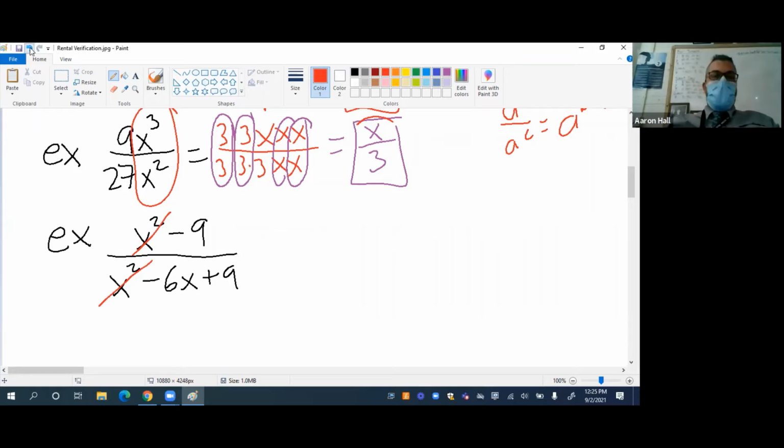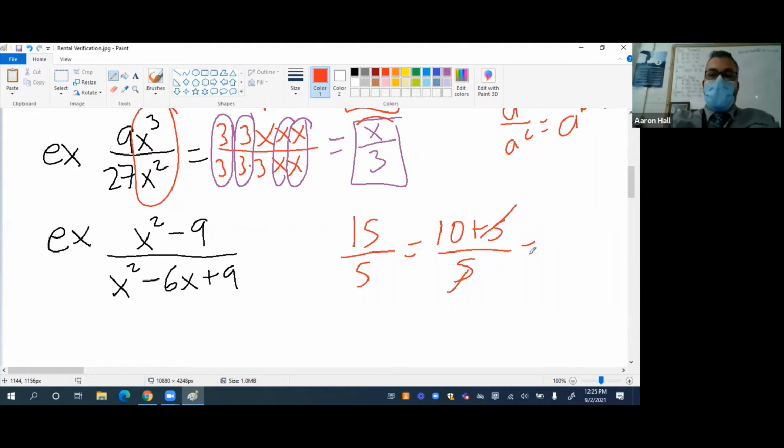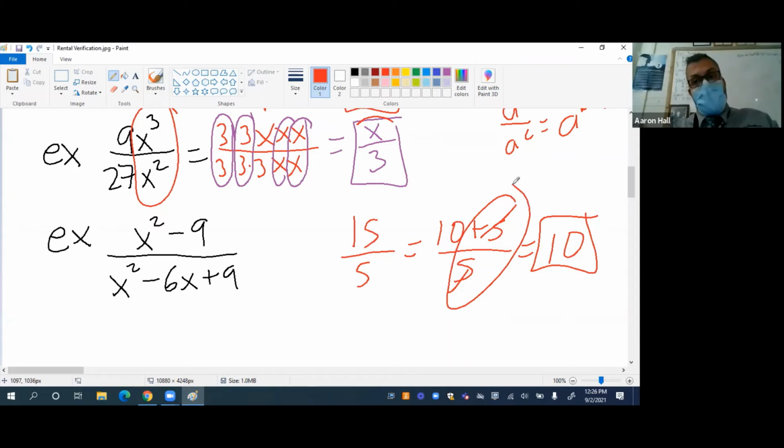We're not multiplying. That would be equivalent if I had 15 divided by 5. I rewrite this as 10 plus 5 over 5, I cross these out and I get 10. Does that look right? No. So what was the problem? You can't eliminate things when they are being added. We eliminate factors. We don't eliminate sums. You cannot eliminate sums. So if you're tempted to do this, get that out of your head. That is not allowed.